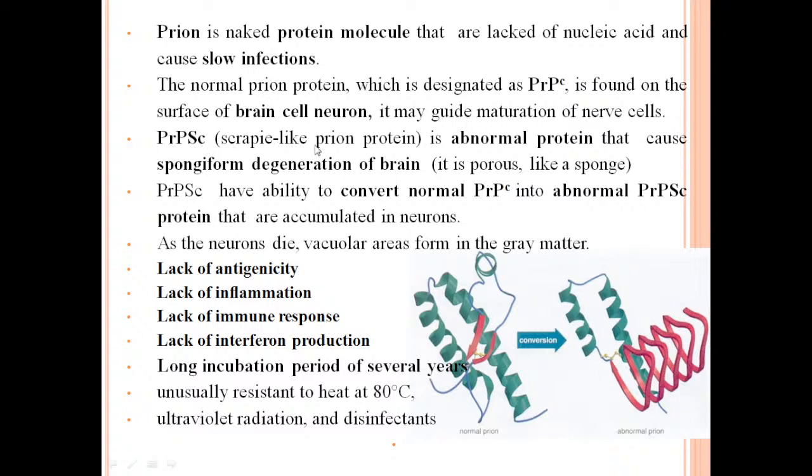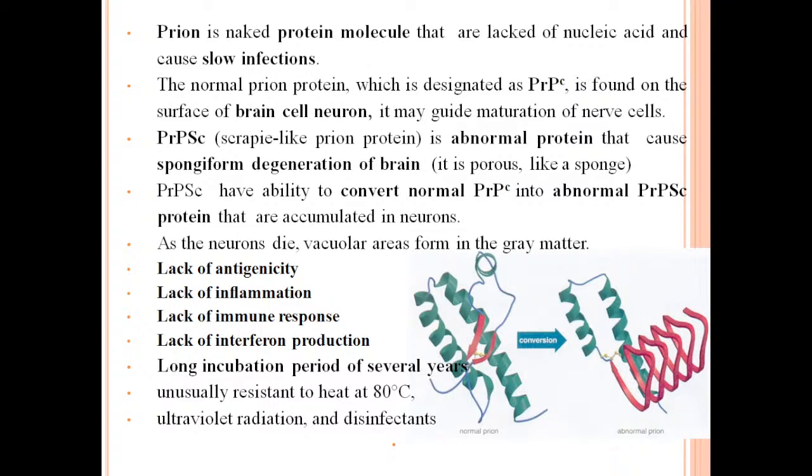PrPSc, scrapie-like prion protein, is an abnormal protein that causes spongiform degeneration of the brain, when the brain becomes porous like a sponge. PrPSc has the ability to convert normal protein into abnormal protein that accumulates in neurons. Then, as the neurons die, vacuolar areas form in the gray matter. It causes disruption of gray matter in the brain.